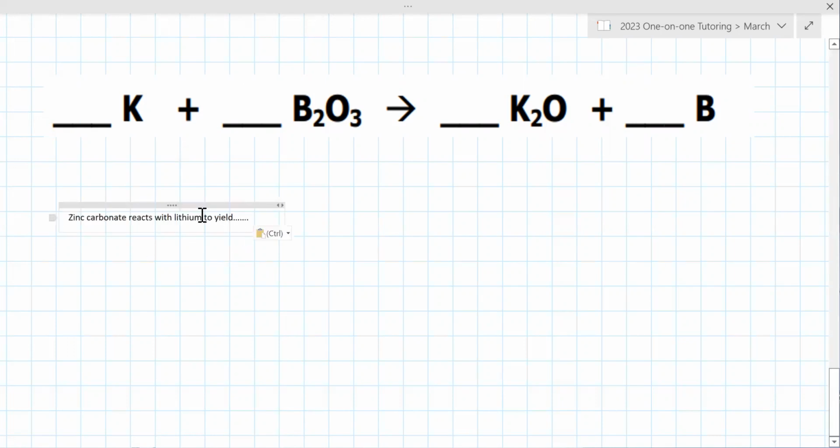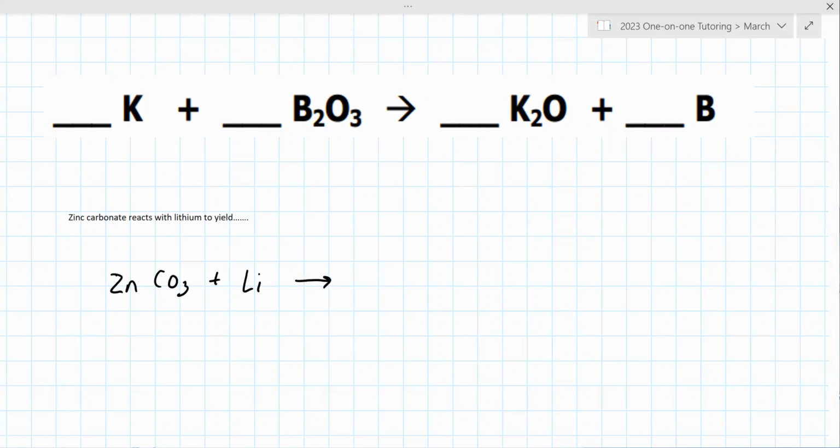Okay, so they're trying to get you to know what this becomes, and this is one of the limitations of my ability to help you. I don't know whether carbonate is CO3 or CO2. I'm going right out to Google to learn this. It's CO3. I have a common ion sheet. Got it. So it's ZnCO3 reacts with lithium. Is it Li or Li2? It's Li. To produce? And this is where I don't know.